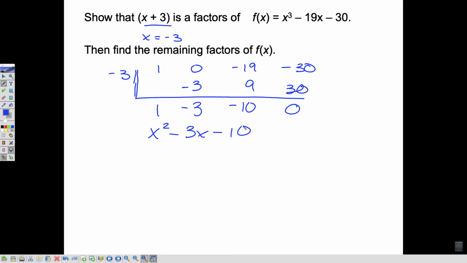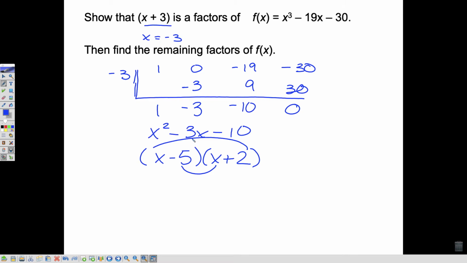The factors of 10 with a difference of 3: 2 and 5. Because if I take this times this, what do I get? 2x. And this times this, what do you get? Negative 5. So negative 5 plus 2 is what? Negative 3. You guys will get better at factoring. You just haven't factored enough, and so I need to make you factor more.